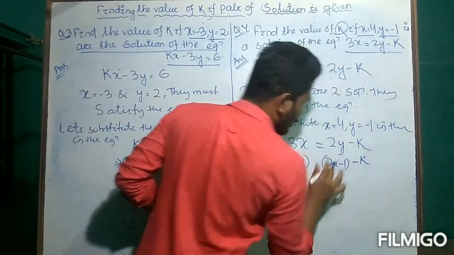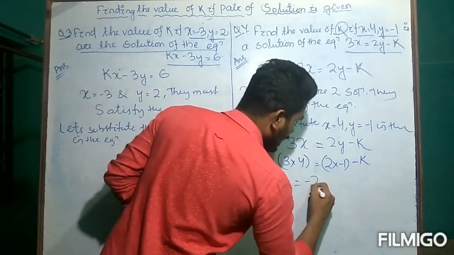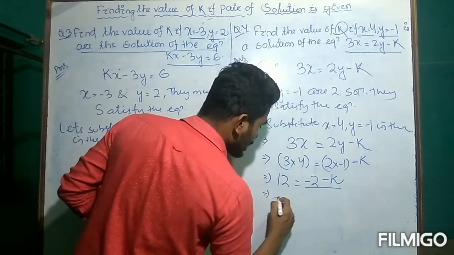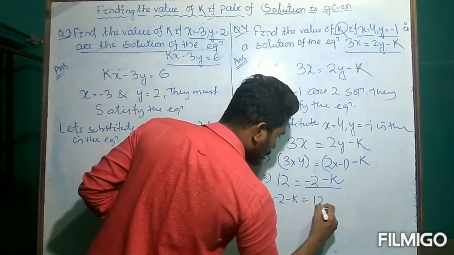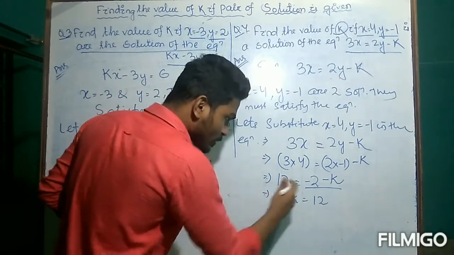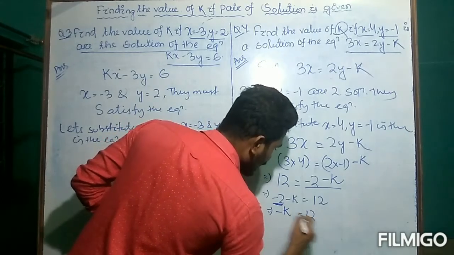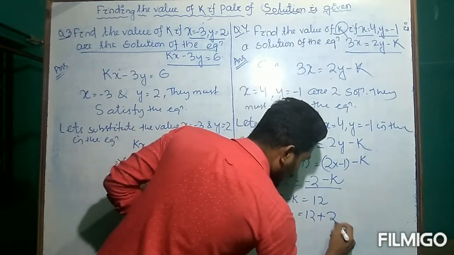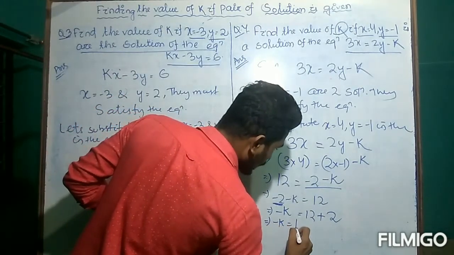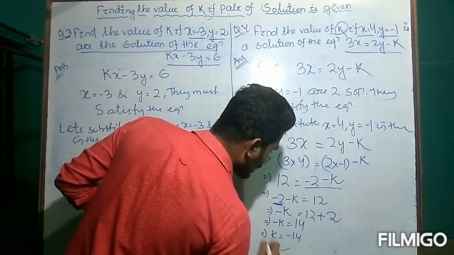Then minus k. Okay. 3 4s are 12 is equal to -2 minus k. Okay. You can write this term first. -2 minus k is equal to 12 also. So let's move this -2 towards the right hand side. So -k is equal to 12 minus 2 goes to right side to be added, plus 2. So -k is equal to 14 and k is equal to -14.